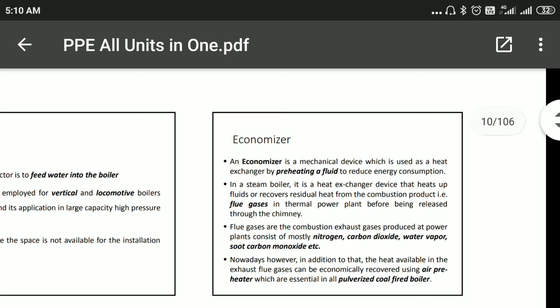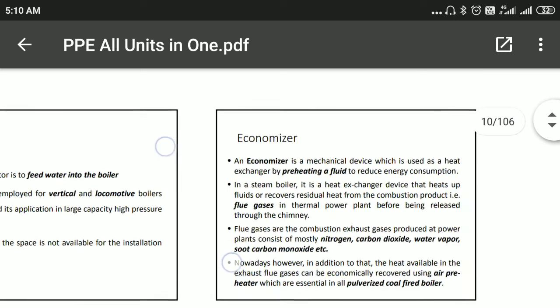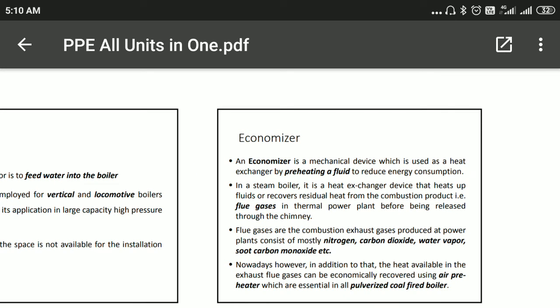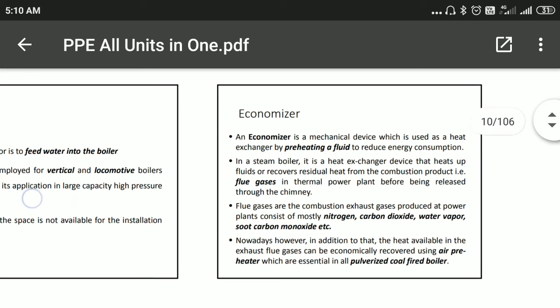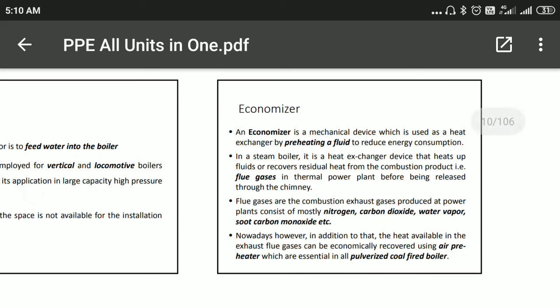The third one is the economizer. Economizer is a mechanical device which is used as a heat exchanger, preheating the fluid to reduce the energy consumption. The fluid here implies the water, means before feeding the water to the furnace or boiler, it is preheated in the economizer with the help of flue gases. It is a heat exchanger where flue gases is one fluid and the second fluid is water, where water is getting the heat from the flue gases.